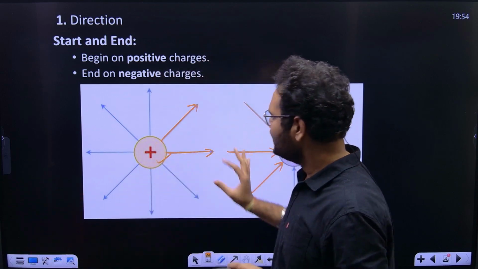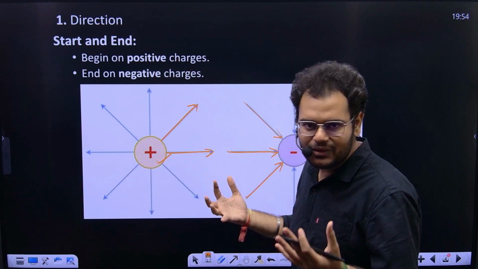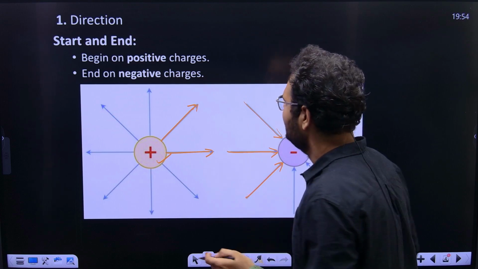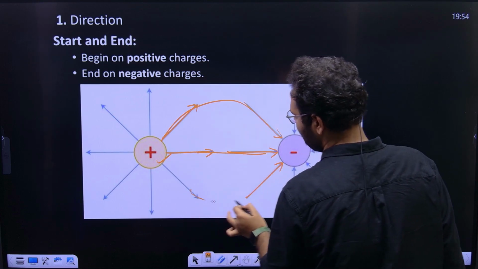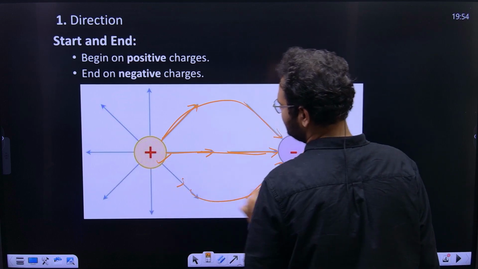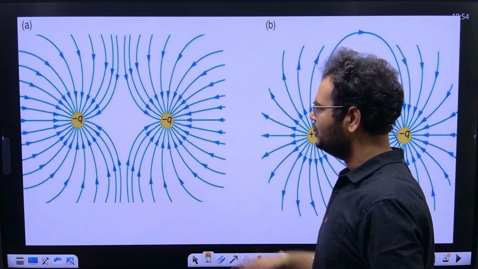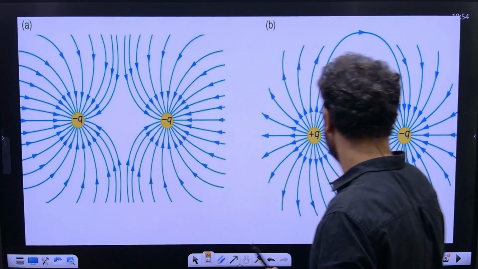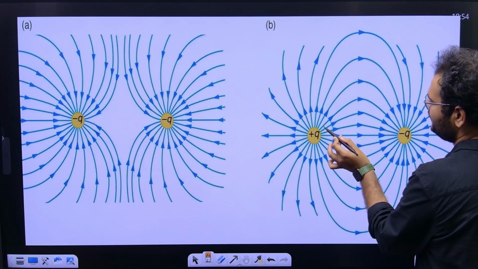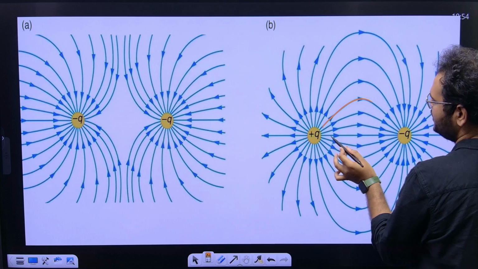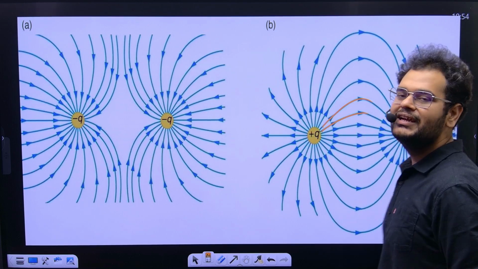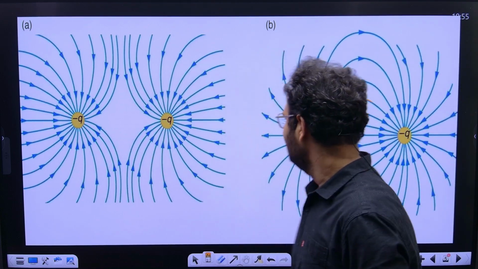So these are isolated charges, but if they happen to interact with each other, then what will happen? Actually the field will be like this. The field will be like this, and this is the direction. I will show you here. You can see, this is positive and this is negative. So simply, the field is originating from positive and terminating at negative, originating from positive, terminating at negative.